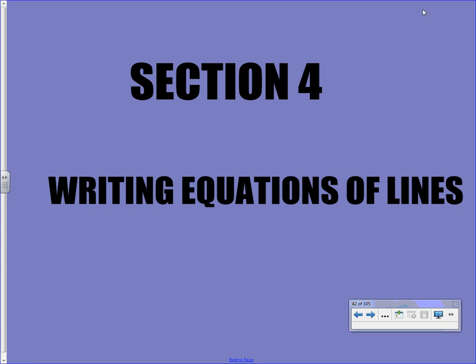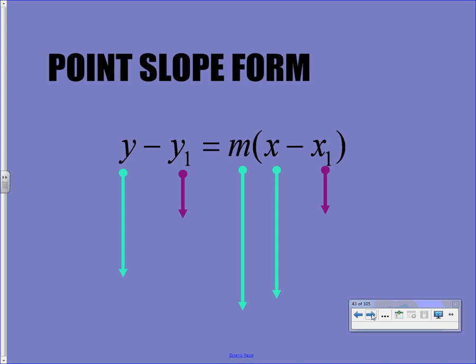Welcome to section 4 in chapter 3, which is writing equations of lines. And today we have our third form of an equation. So the first one you guys are familiar with is y equals mx plus b, slope-intercept form. And we've also now talked about standard form, which is ax plus by equals c. And our third one is point-slope form, which looks a little trickier than the rest of them.